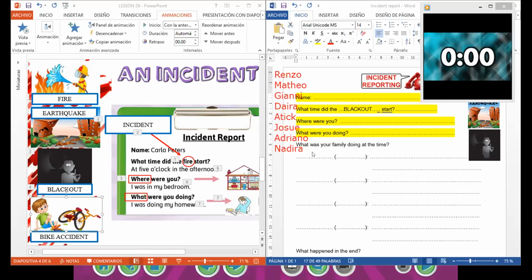Follow the example. Nadira, please. Nadira, read. Yes, teacher. Read, please, these four parts. Okay, let's continue with the second part.